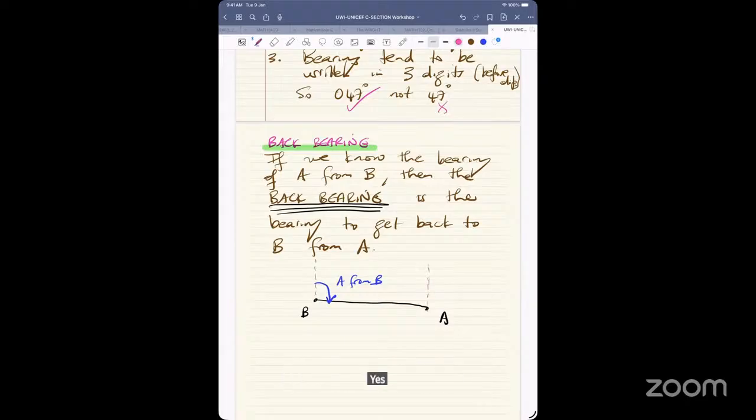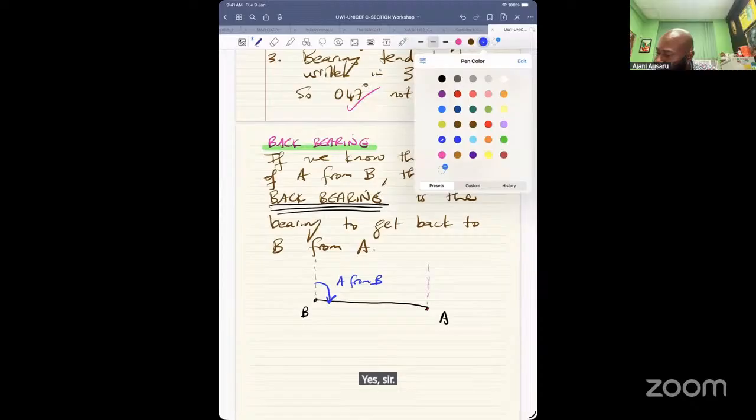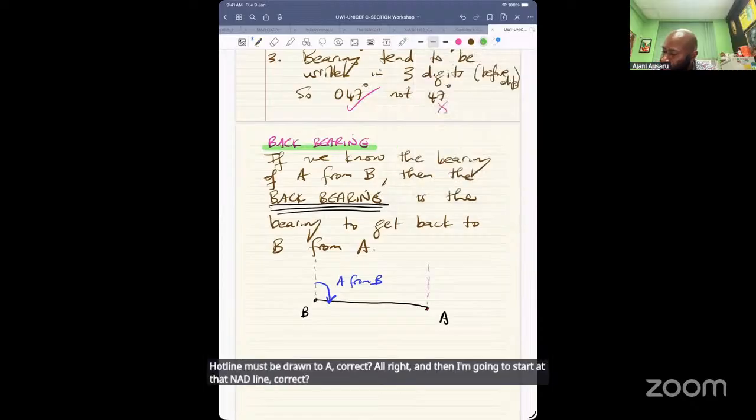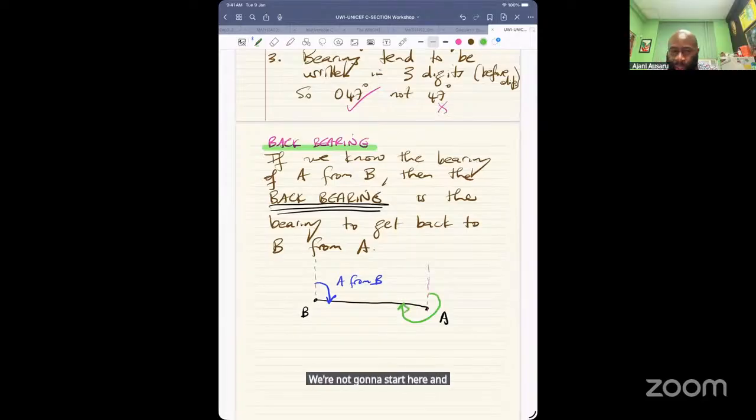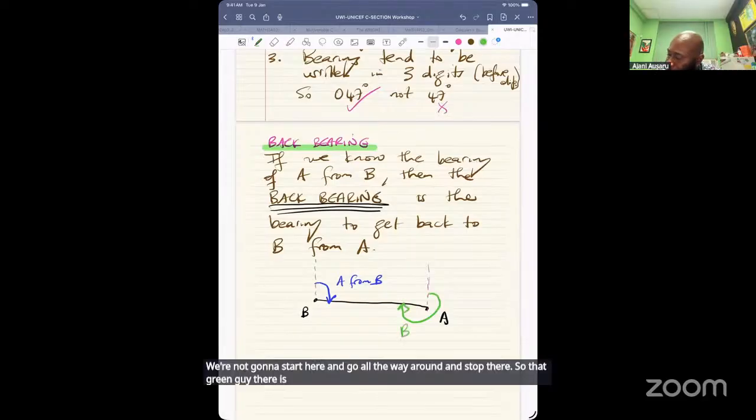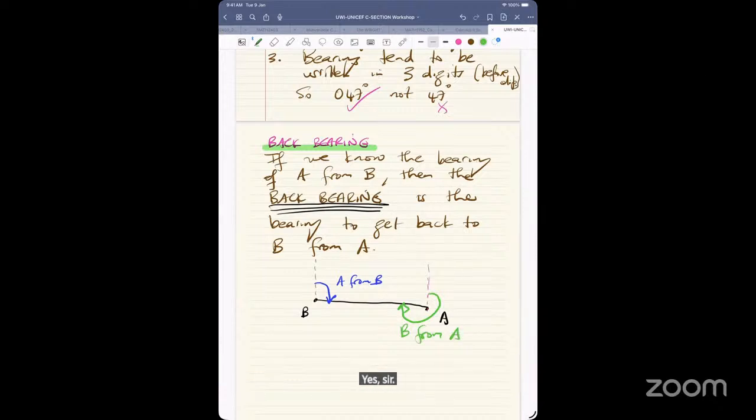Yes, sir. All right, and then I'm going to start at that north line, correct? B from A means I'm going to start here and go all the way around and stop there. So that green line there is what? B from A. Make sense?